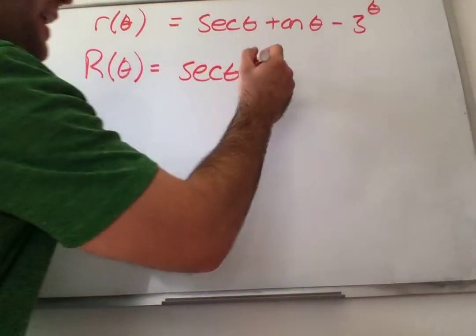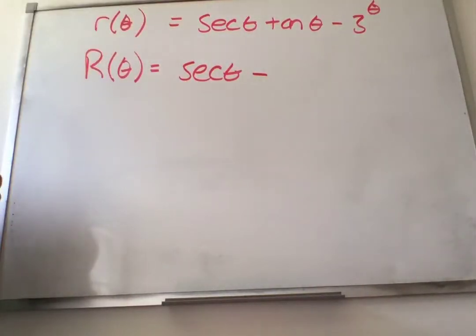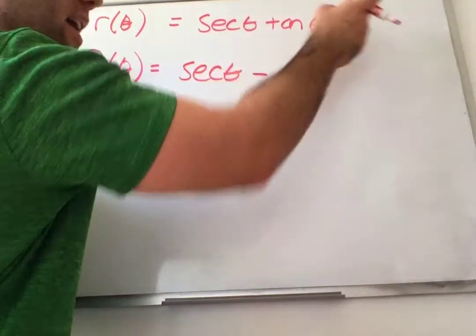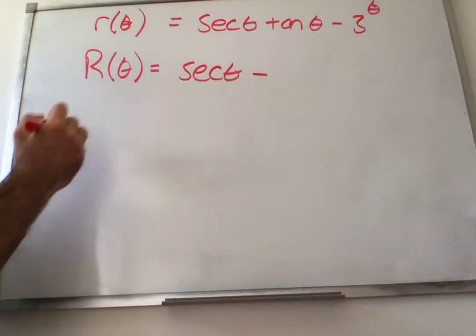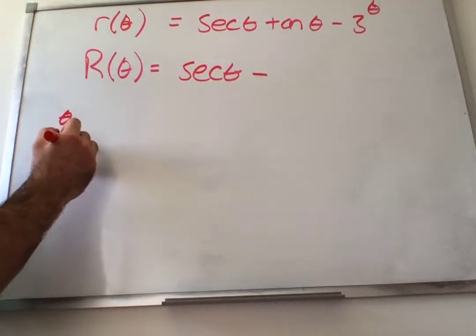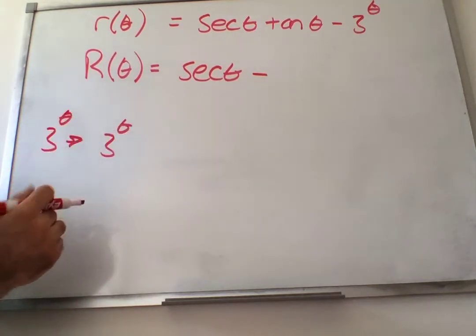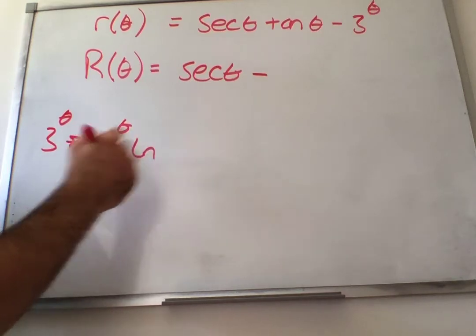Now we still have a minus here. That is not a power function, it's an exponential function. If you recall, the derivatives of exponential functions are themselves. So if I were to take 3 to the theta and find the derivative, it'd be 3 to the theta, you copy it, times the ln of the base, 3.